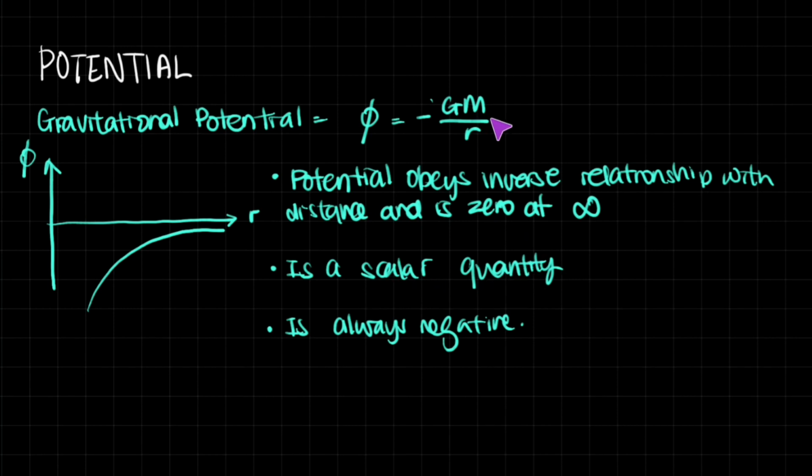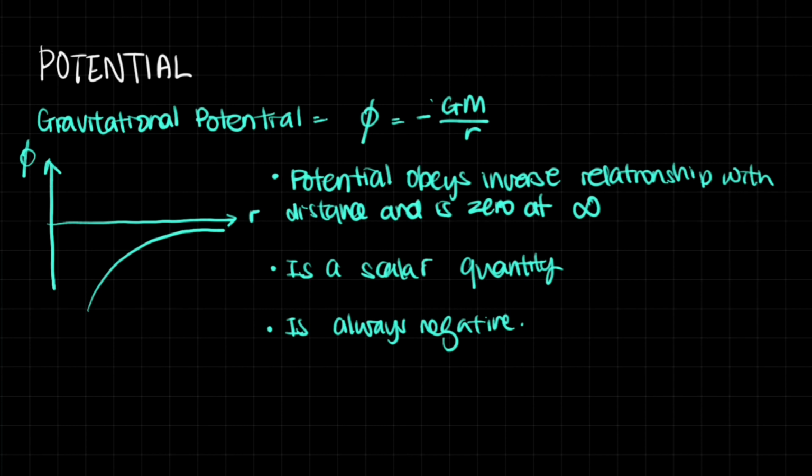And you can also see that the mass of the smaller object that is being affected by this bigger object is not included in the equation, telling us that it doesn't matter what your mass is, it just matters how close you are to the thing that's producing that field. And it is always negative, as we can see. So it is always negative, and it becomes zero at infinity.